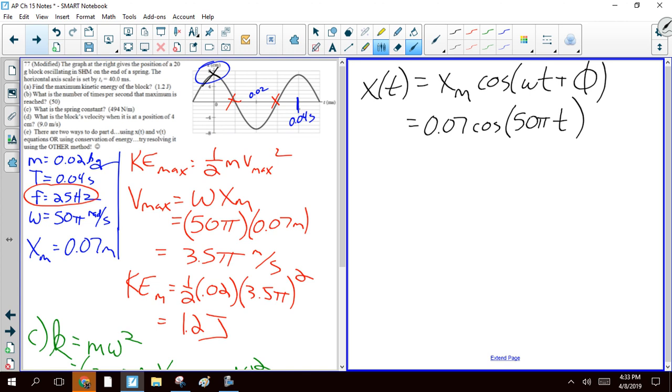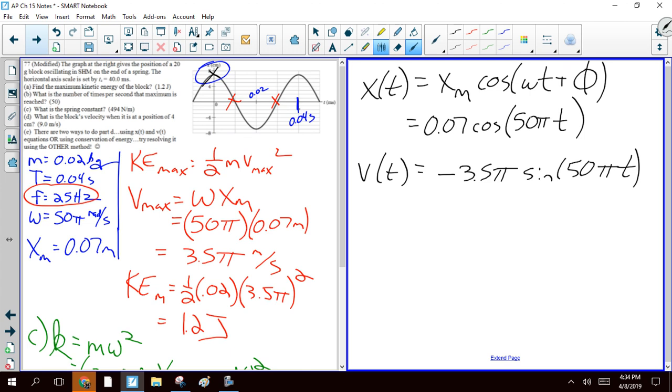Now I can find v of t because it's just the derivative of that. So, negative, we've got to multiply 0.07 times 50 pi, chain rule. That gives you 3.5 pi sine of 50 pi times t. So now I can plug in my time. What's the velocity when it's at a position of 4?